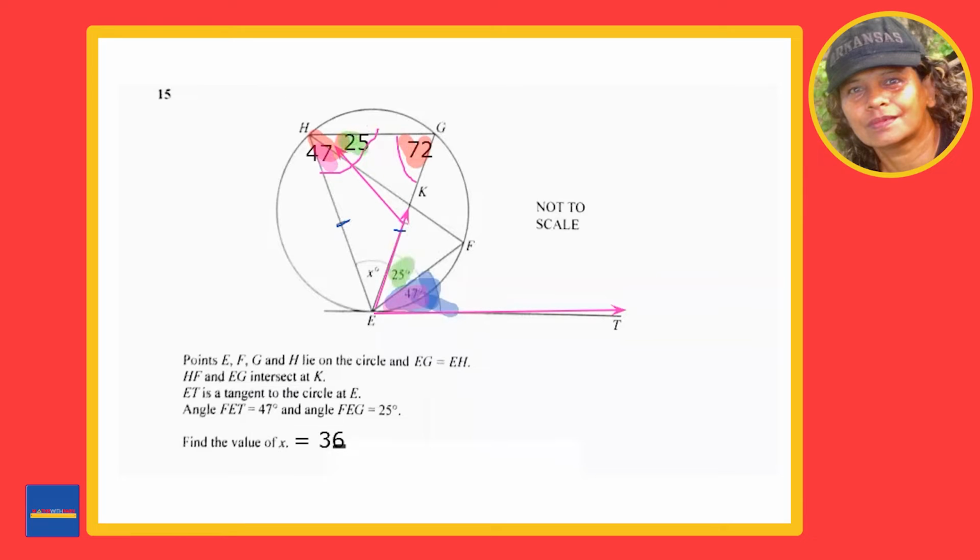So when we do that, we find that this is equal to 47 plus 25, which is 72. This also has to be 72. So if this is 72 and this is 72, then x plus 72 plus 72 is equal to 180. And in that case, we find that x is equal to 36.